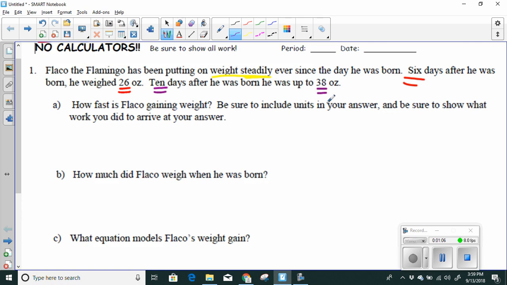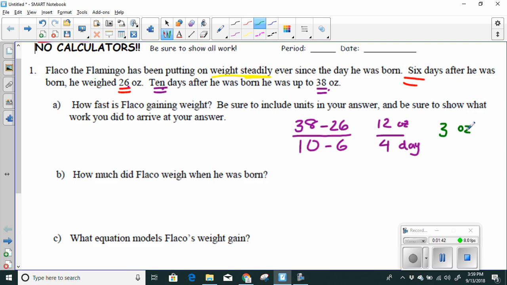Well, pretty much everyone said, gosh, it looks like he went from 26 ounces to 38 ounces. And a lot of people took that difference, 38 minus 26, and said that's 12. So he's put on 12 ounces. And it's been from 6 days to 10 days, which is 4 days. And so if we wanted to find out his rate of weight gain, it would be 12 ounces in 4 days, so that is 3 ounces per day.